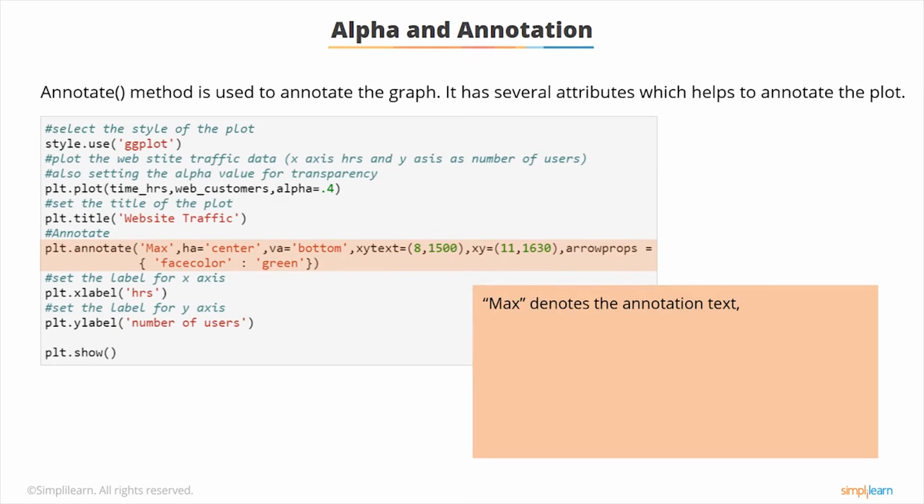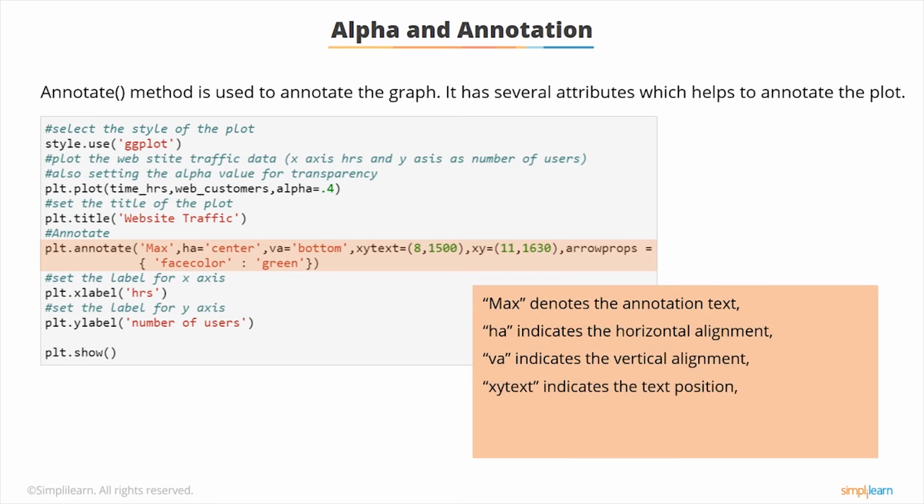The keyword max is the attribute that denotes the annotation text. HA indicates the horizontal alignment. VA indicates the vertical alignment. XY text indicates the text position, and XY indicates the arrow position. The keyword arrow props indicates the properties of the arrow. In this example, the arrow property is defined as the green color.